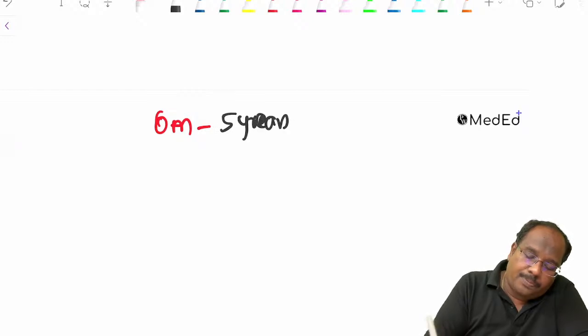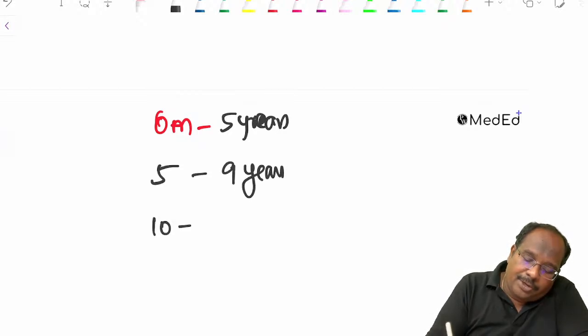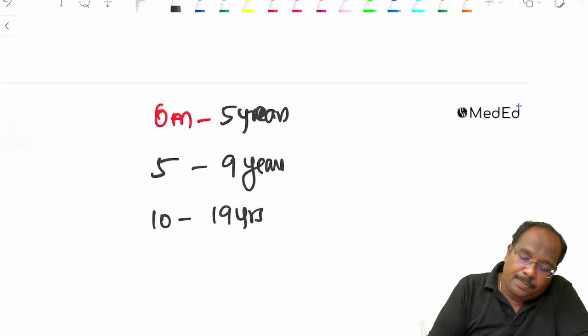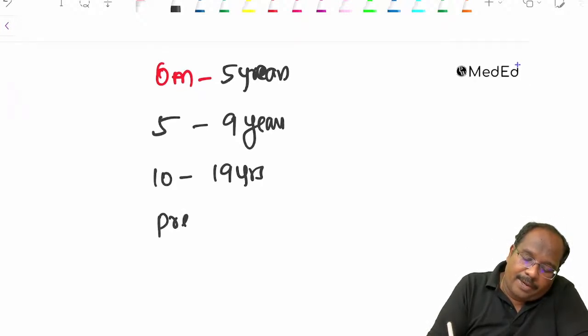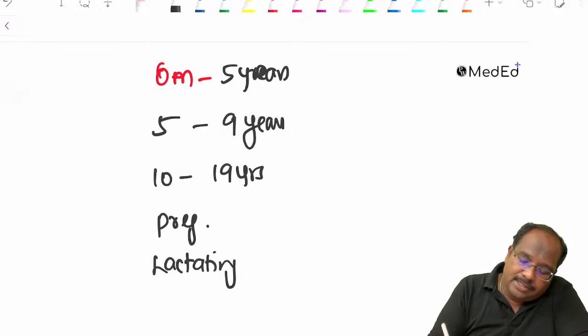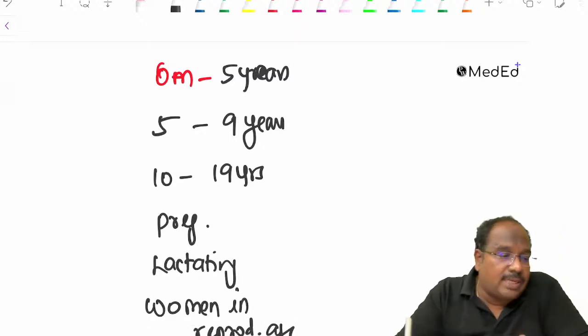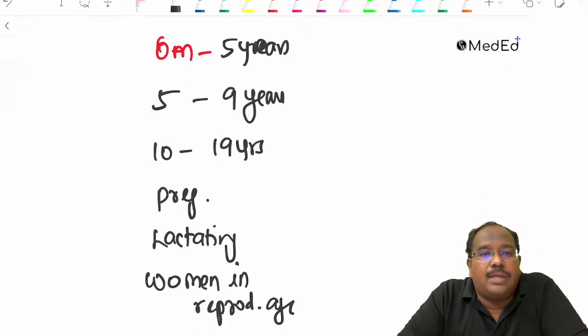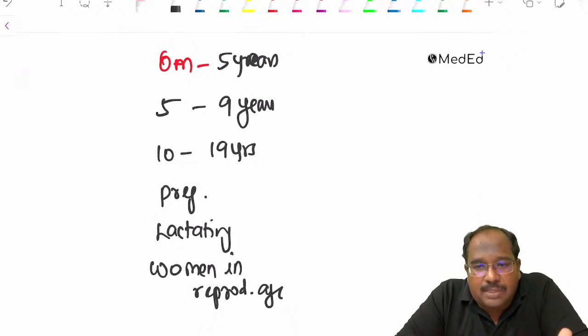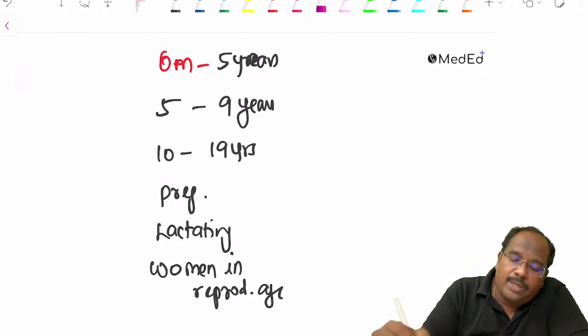5 years. Okay, so next is 5 to 9 years, 10 to 19 years. Okay, then we have pregnant mothers, lactating mothers. The sixth one is women in reproductive age. So these are the 6 beneficiaries we have. So 6 months to 5 years, 5 to 9 years, 10 to 19 years. The question is, what is the tablet strength?